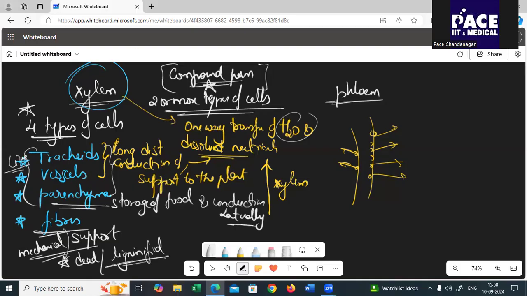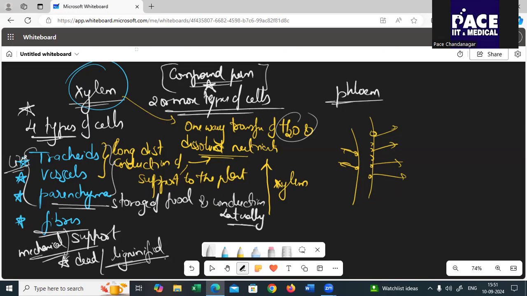Lignified cell walls you have here. So lignin is nothing but that cement kind of thing, which oozes out of the plant, making it hard on their outermost parts. So that is how your xylem fibers will be supporting them.